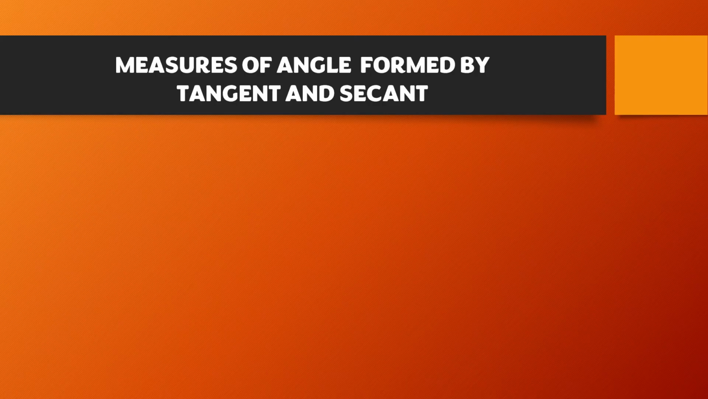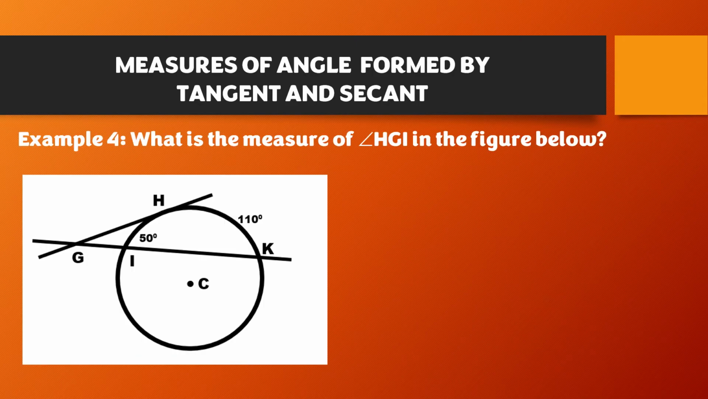Let's have now examples on how to determine the measures of angles formed by tangent and secant. So we have example number 4. What is the measure of angle HGI in the figure below? We have here circle C, and the tangent line is line GH. The point of tangency is point H, and line GK is the secant line.